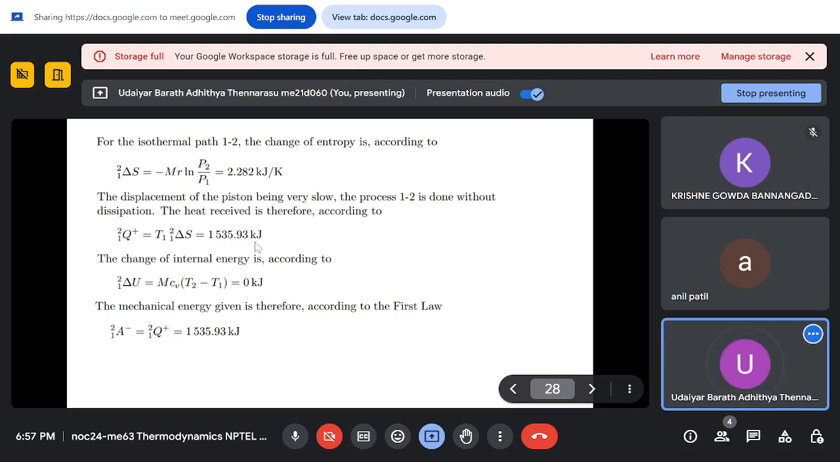The next is the change in internal energy. So the internal energy change is 0. Whatever heat transfer there is will be equal to work transfer. That's what happens in an isothermal process. So 1535.93 kilojoule is equal to the work transfer also, when you apply the first law.